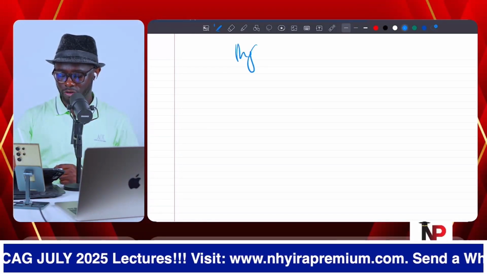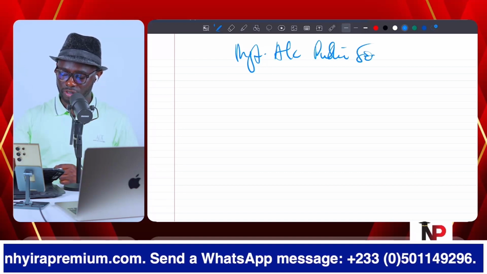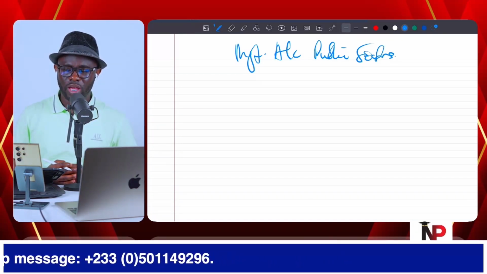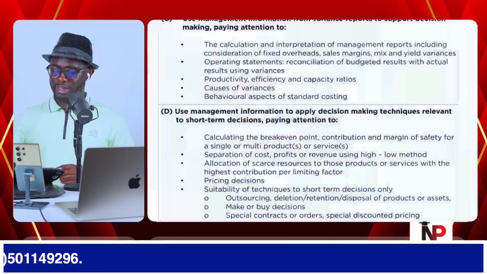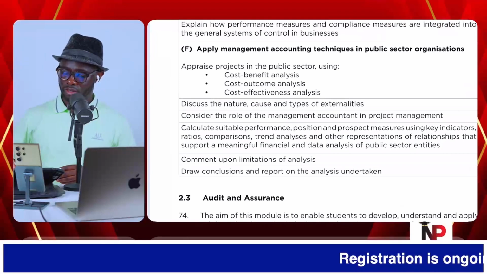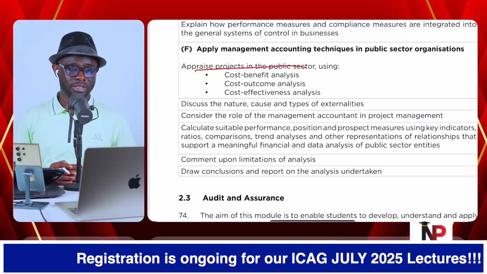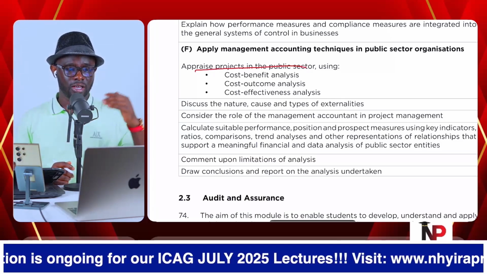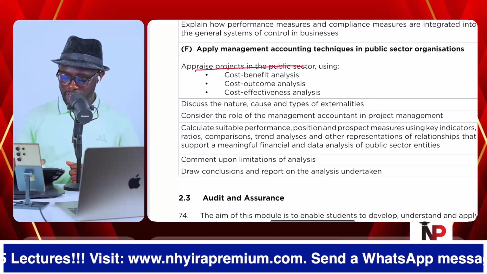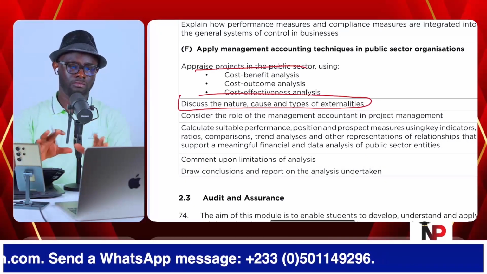Then certainly the last one is 15 marks, the role of the management accountant in the public sector. Okay? The role of the management accountant in the public sector. That's 15 marks. Technically, here we are going to be getting into project appraisal in the public sector. How do we appraise projects in the public sector? We have the cost-benefit analysis. We have the cost-outcome analysis. We have the cost-effectiveness analysis. Then dealing with the issues about externalities and other things.